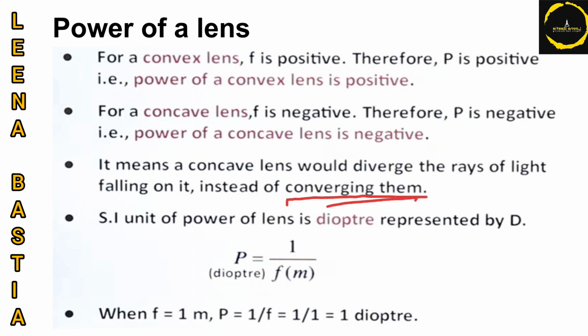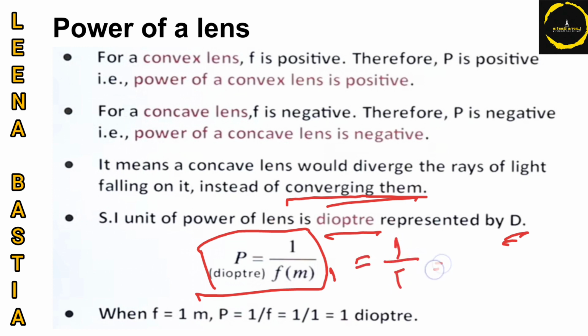The next point is saying the SI unit of power of a lens is the diopter. It is represented by D. So here we can formulate it. Suppose the F value is 1, what will be the answer? What is the power? 1 by 1 becomes how much? It is 1, and power becomes 1 diopter.